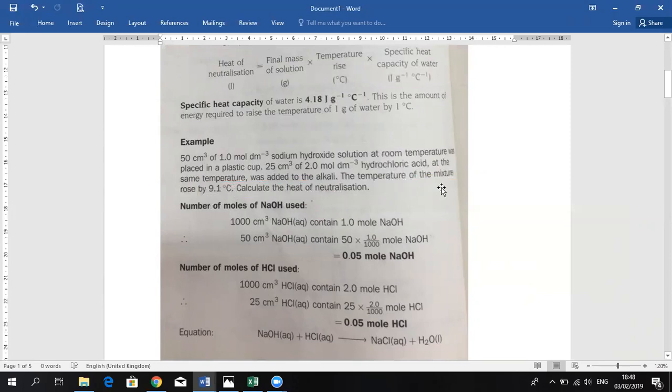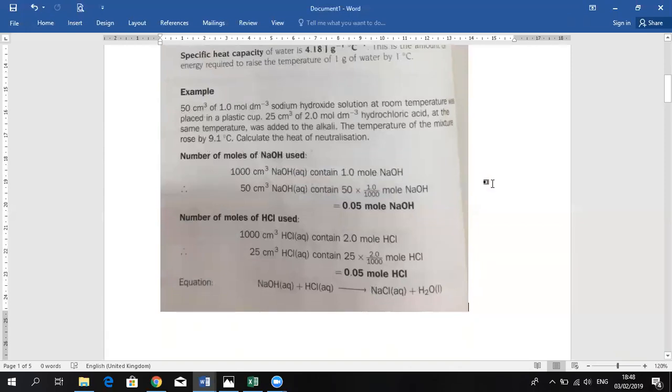Before we get into doing any heat of neutralization calculation, the first thing we need to know is how many moles of sodium hydroxide are reacting with how many moles of hydrochloric acid. This is similar to your titration questions: you need to take out what you have, or what you're given. So you see here they say 50 cm cube of 1 molar per dm cube sodium hydroxide.